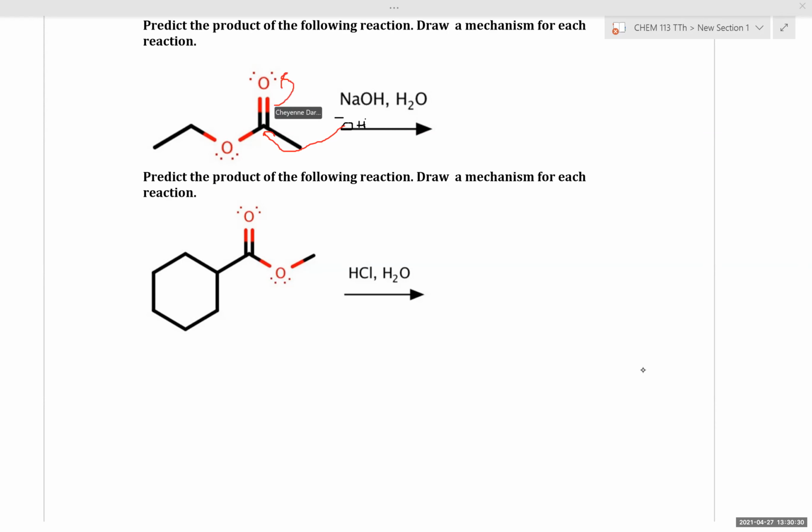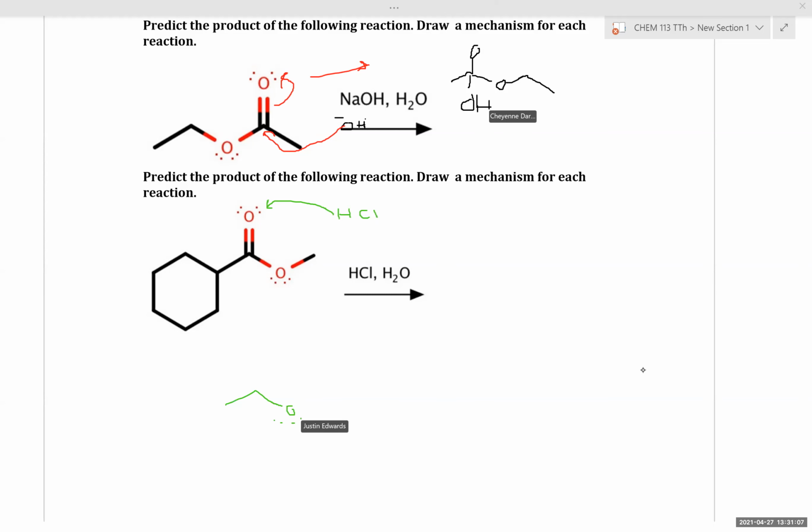So in this case, we have an ester treated with sodium hydroxide and water. Hydroxide's immediately going to go after the electrophilic carbonyl carbon. And then from here, the tetrahedral intermediate will collapse and kick out alkoxide. We have another student taking an attempt at this second example.